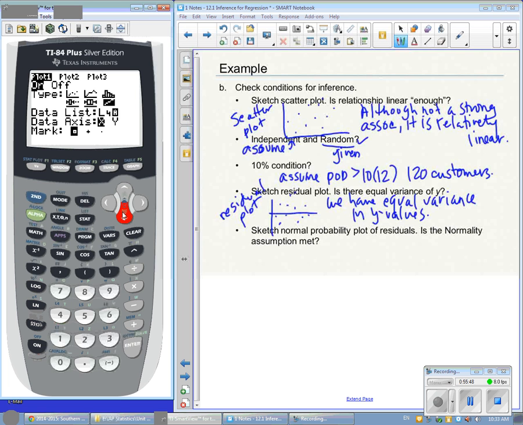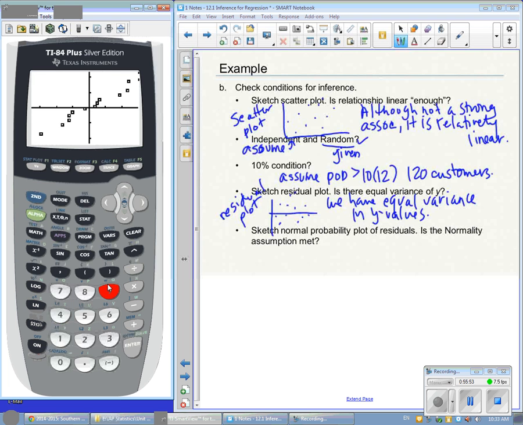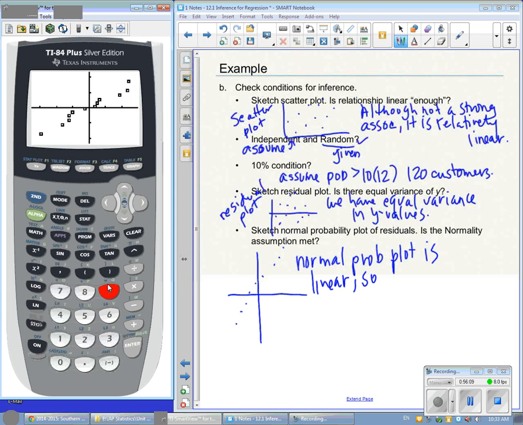Once you do that, you're going to go ahead and zoom 9 it again. And what are we looking for in a normal probability plot? It's that relatively linear. So you want to say the normal probability plot is linear, so you can say it's approximately normal. Make sure you label it.